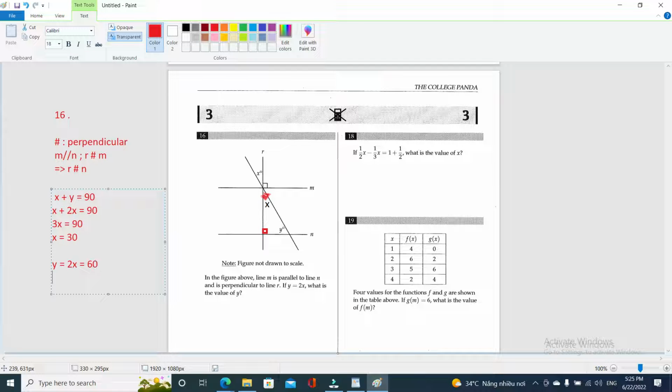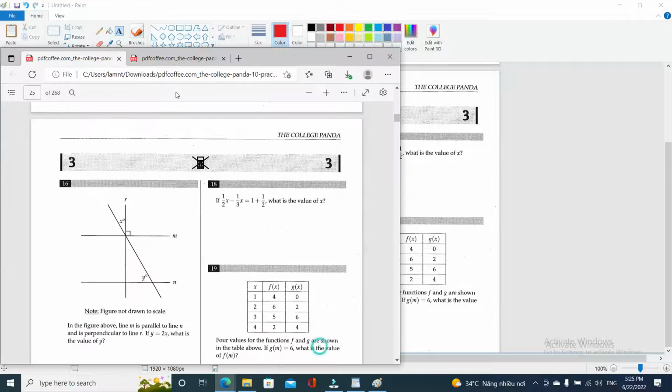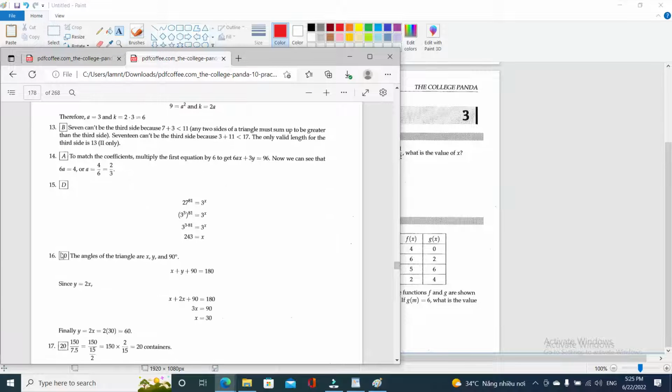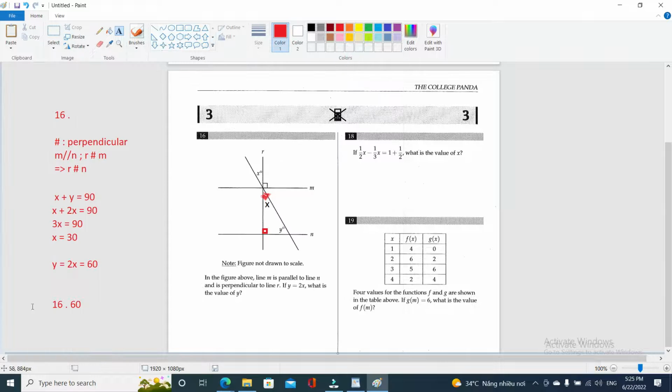Okay. So number 16, the answer is 60. Let's check. Number 16 is 60 indeed. Alright, 60. So 16 is 60, and that's the answer.